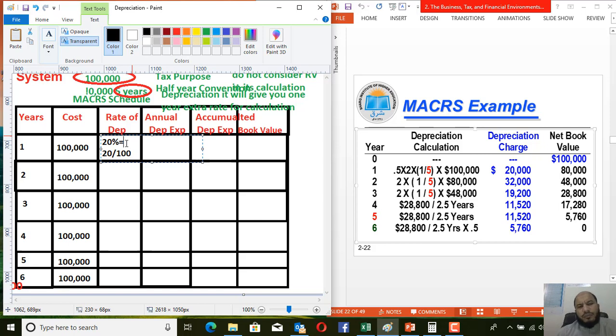So 20% means 0.20 in decimal. 0.20 is our depreciation rate. For year 2 the rate is 32%.